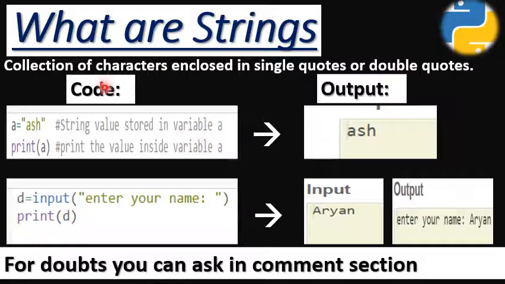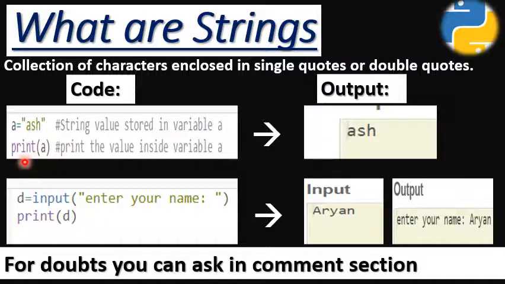Now I have used two examples to explain this more clearly. Here I have a variable named A to which I have assigned the string ash. I use double quotes here. I also use comments to explain better: string value stored in a variable A. Inside my variable A, I have a value of string data type.